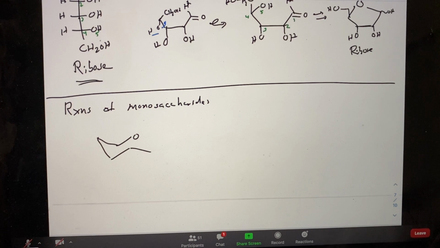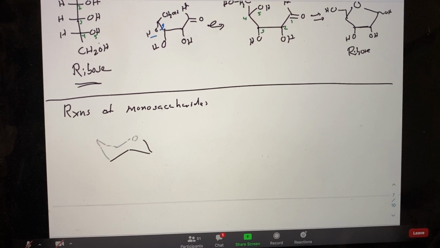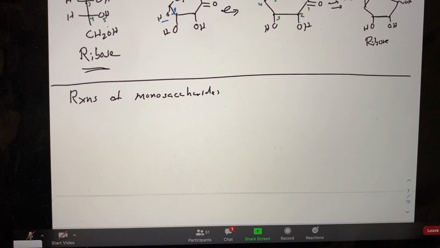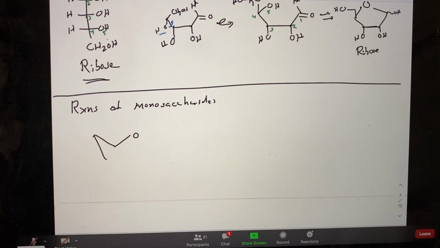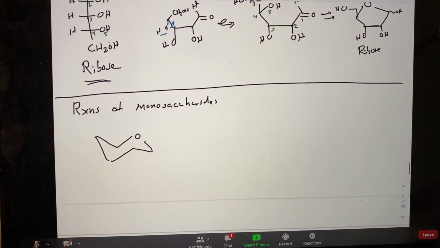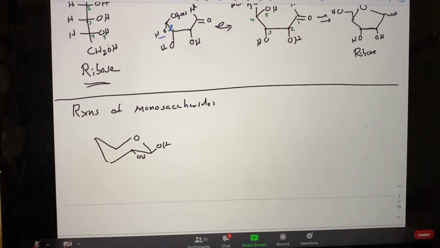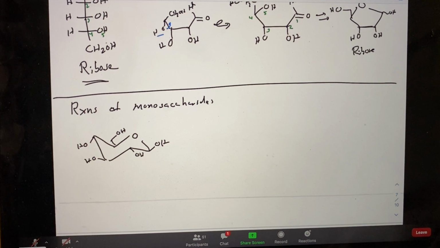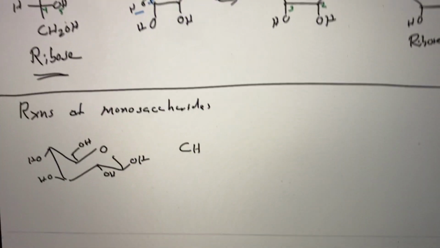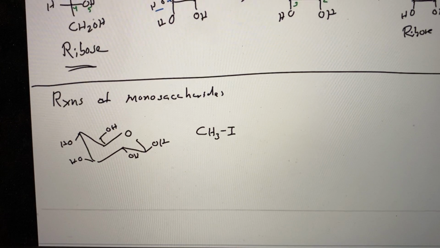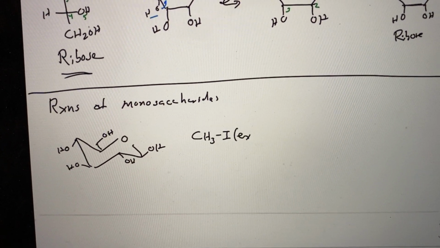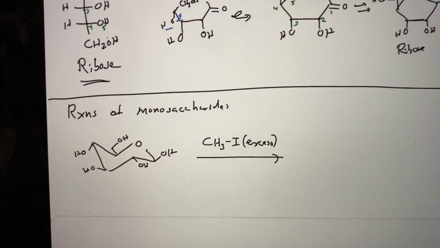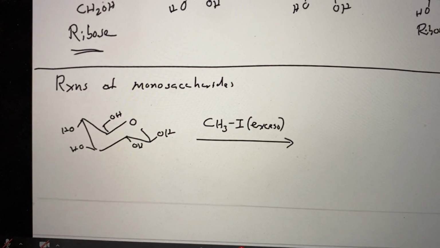This is actually a review. I should draw it the proper way here, but we'll just go with that for right now. So let's take our beta glucose again, and imagine what would happen if you were to react this with methyl iodide in excess. So let's think about what the product of that reaction might be.